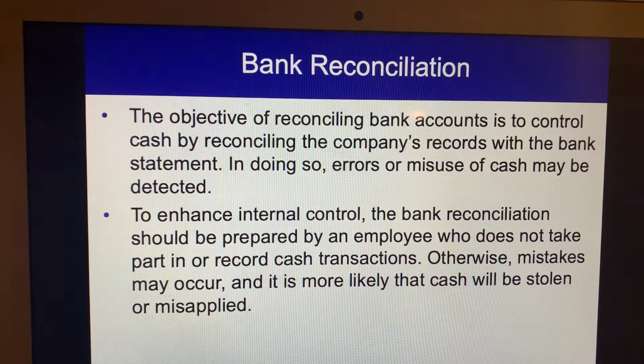The objective of reconciling bank accounts is to control cash by reconciling companies' records with the bank statement. In doing so, errors or misuse of cash may be detected. To enhance internal control, the bank reconciliation should be prepared by an employee who does not take part in or record cash transactions. Otherwise, mistakes may occur, and it is more likely that cash will be stolen or misapplied. Okay, so keep in mind those are separation of duties, and they're usually laid out in your accounting policies and procedures. If you went through any company, they usually have accounting policies and procedures.